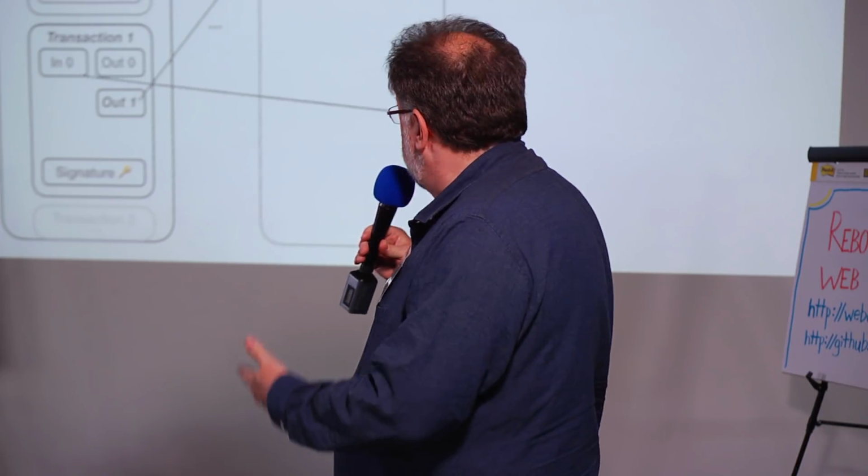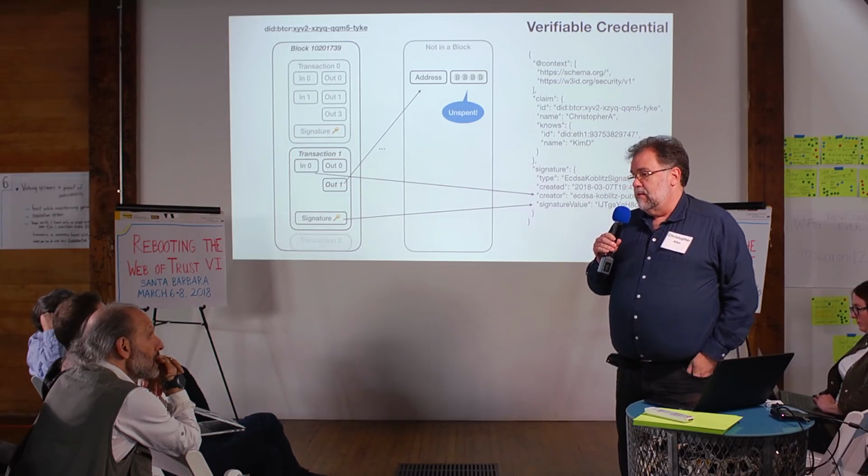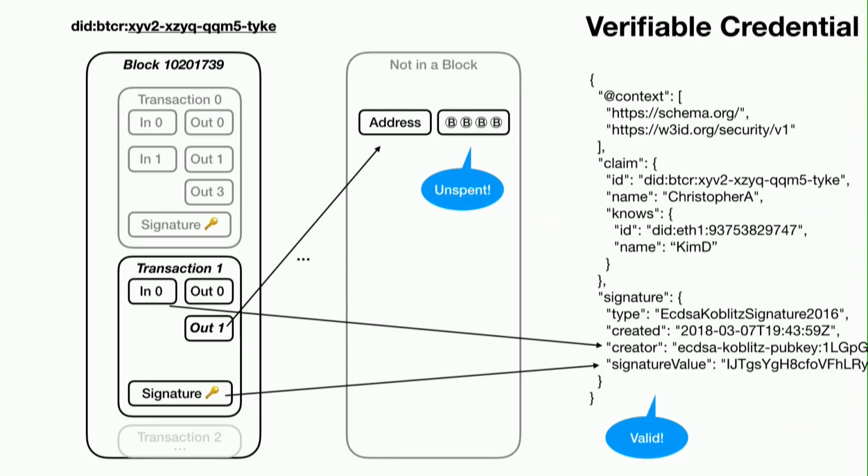So I can use it, for instance, to create a verifiable credential. So here is a verifiable credential. You will notice that the creator is the pub key that it got, and it's signed by this value. I have the BTCR thing. A BTCR resolver can go back to the history of the blockchain, of which there are tens of thousands of copies of, and validate that that is a legitimate signature on there. It's valid, and it has not been revoked.